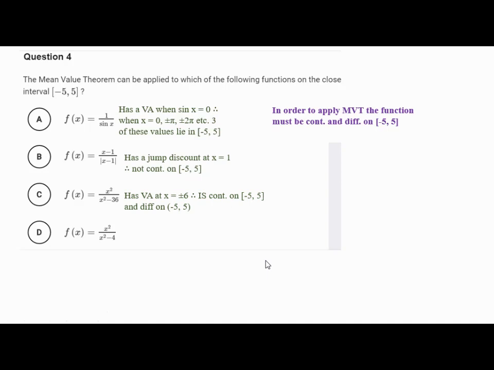So part C, it has vertical asymptotes, but the vertical asymptotes are at ±6. Therefore, this function is continuous on -5 to 5. So now that it's continuous, is it differentiable? Is there any x values that would make this not differentiable? The numerator is a polynomial, the denominator is a polynomial. So since they're both polynomials, it would be differentiable everywhere. So therefore, this function is continuous and differentiable on the interval of -5 to 5.